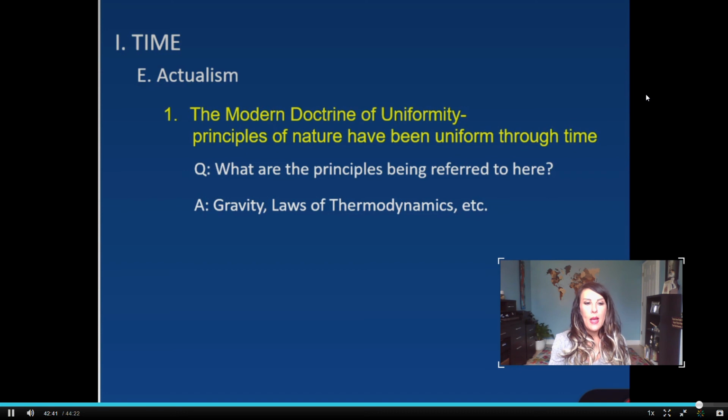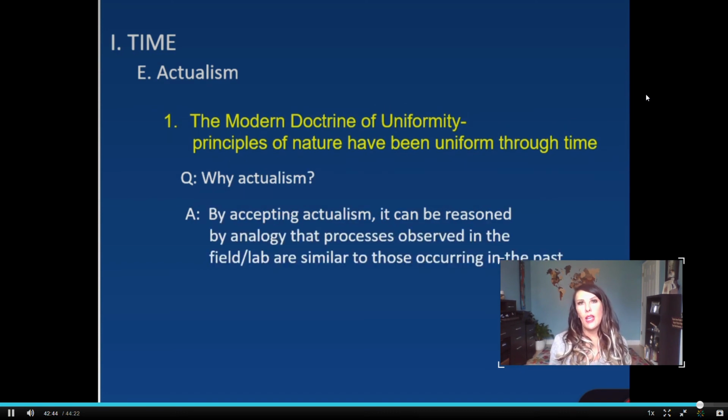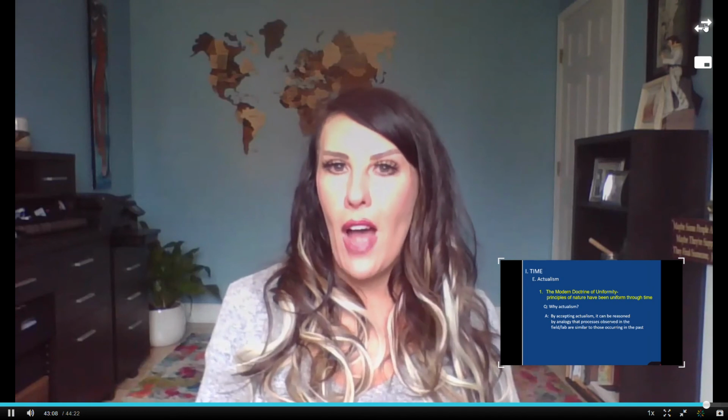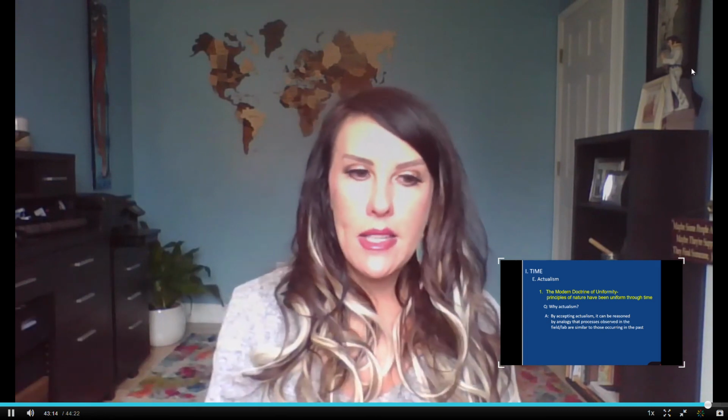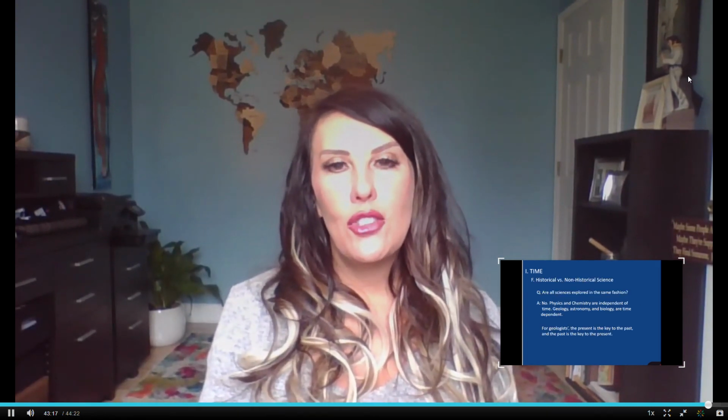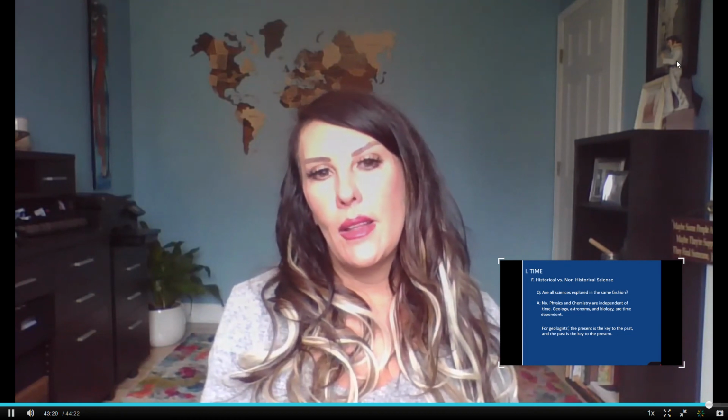And that's important because when we are looking at the record, we can make the assumption, for example, that water always flowed downhill. And so it lets us use analogies when we look at field situations and lab situations, that those things that are occurring in the past probably occurred similar to what we find at modern day. So again, the present is a key to the past, and the past is a key to the present. And so geology is considered to be a historical science.